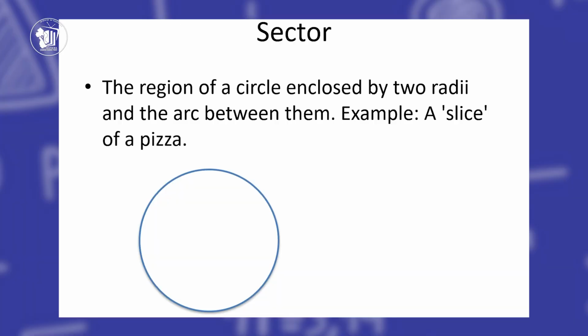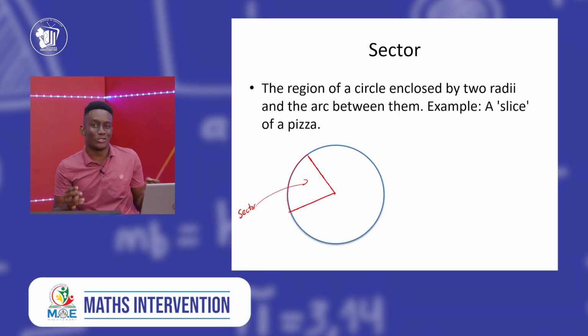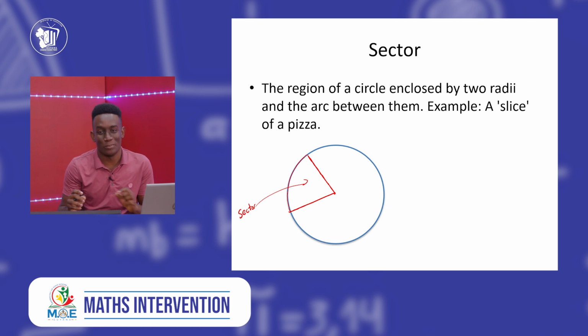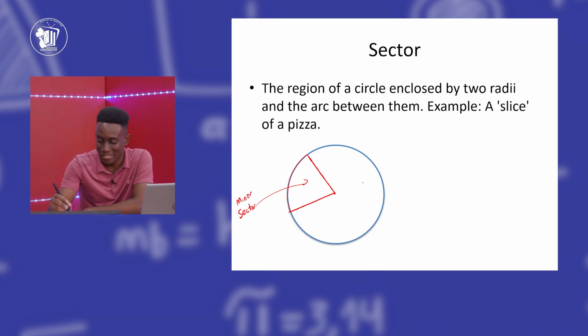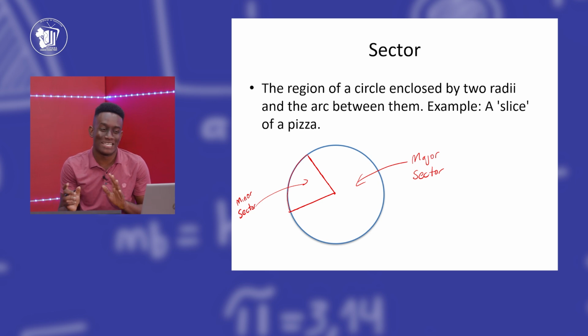To get the sector of the circle, here we have the center, and then we just draw 2 radii to this center. So we consider this part here to be the sector of the circle. So we can have 2 sectors, the major sector and the minor sector. Of course, the minor sector would be the smaller part, and the major one would be the remaining bigger part. So remember, the sector of a circle is like a slice of pizza.